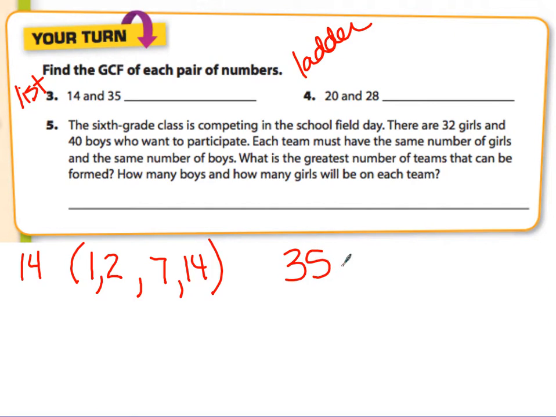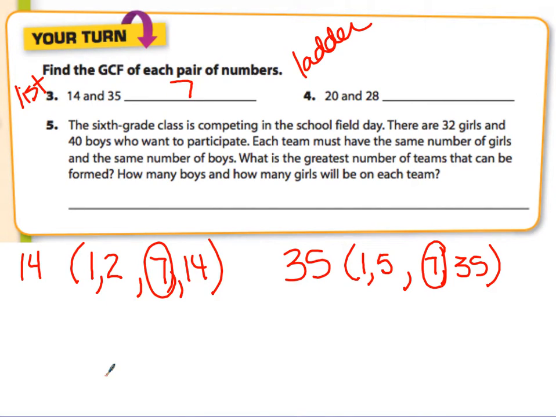35 is divisible by 1 and 35. It is not divisible by 2 because it's odd. It's not divisible by 3 because 5 plus 3 is 8, which is not divisible by 3. It is not divisible by 4. It is divisible by 5, and if you divide it by 5, you get 7. And then I know it's also not divisible by 6. So here I see that 7 is the largest factor that they have in common.